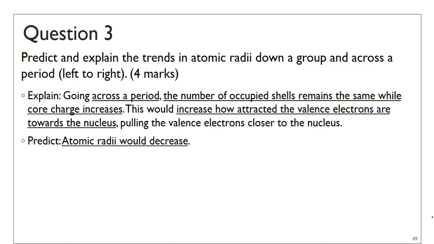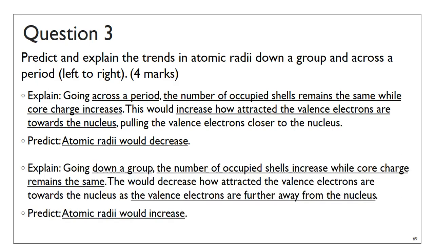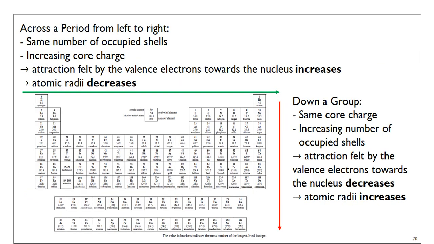Anyway, if we talk about this answer going across a period, this is just a repetition of what I just said. Make sure you talk about the attraction between the valence electrons and the nucleus before you link it to atomic radius. Similarly, when you talk about going down a group, I think that's actually very easy to understand. You have the same core charge, but you increase the number of occupied shells and also decrease the attraction between valence electrons and the nucleus. So that will push the valence electrons away from the nucleus and increase atomic radius going down a group.